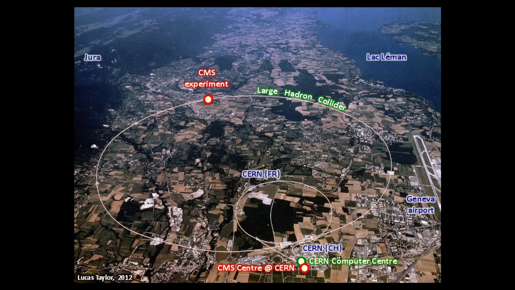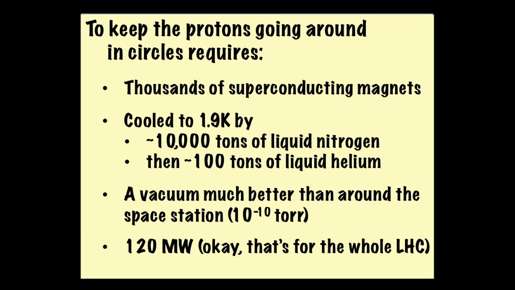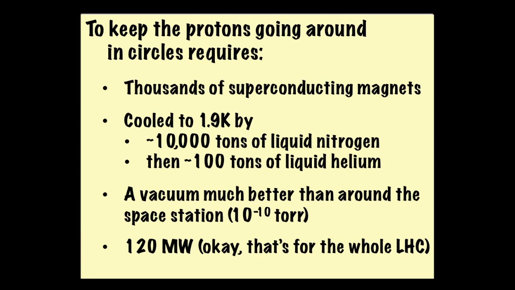So they're going round and round and round. They start off over here, go around this one, and get injected into this Large Hadron Collider. Now they're going around and around and around in circles. And to get them going around in circles, we need thousands of superconducting magnets, both to keep them going around and to stop them from spitting out of this beam. And those superconducting magnets have to be cooled to about 1.9 degrees above absolute zero.